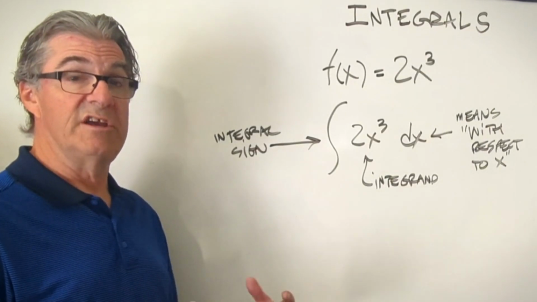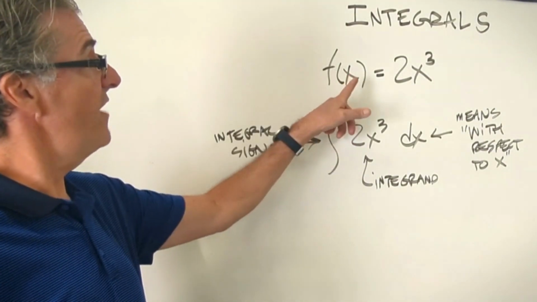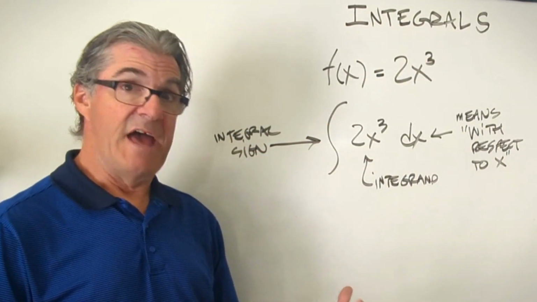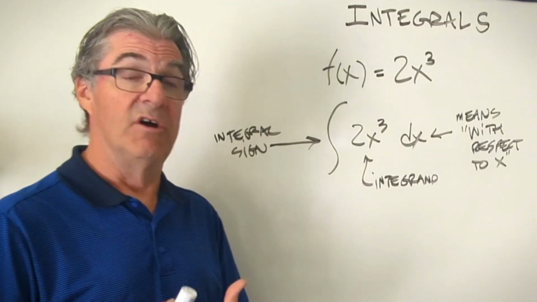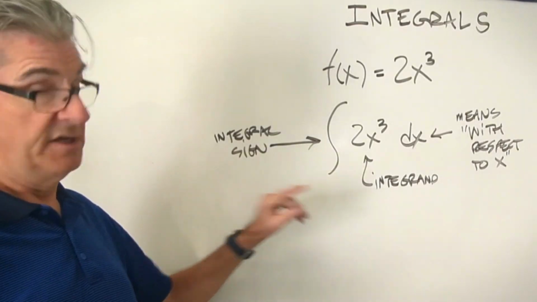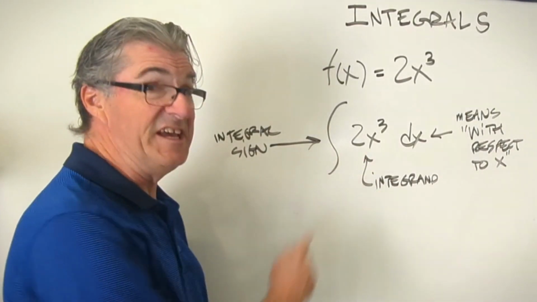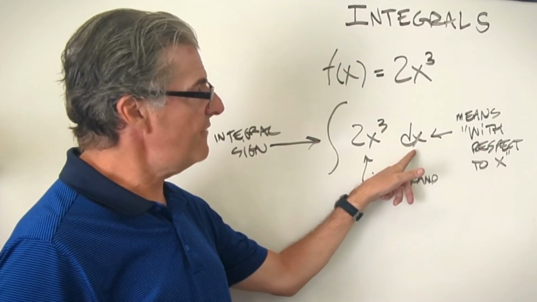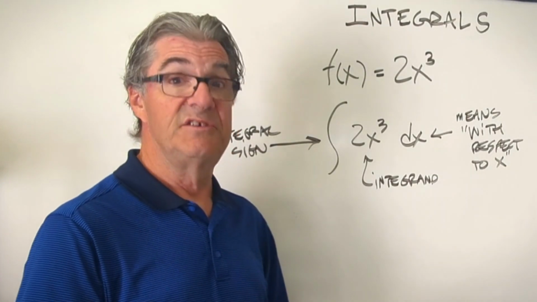Okay, let's start talking about integrals first with our notation. If f of x is 2x to the third power, there's our function, and we want to take the antiderivative, which means we want to take the integral, then we would write it this way. That's the integral sign. That means we're taking an integral here. Here is our function, which is called the integrand. That's just some vocab. And then we write dx afterwards. And what dx means is with respect to x.